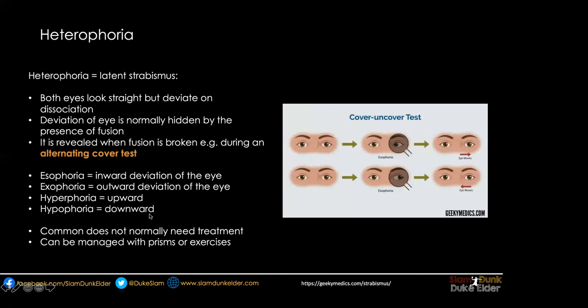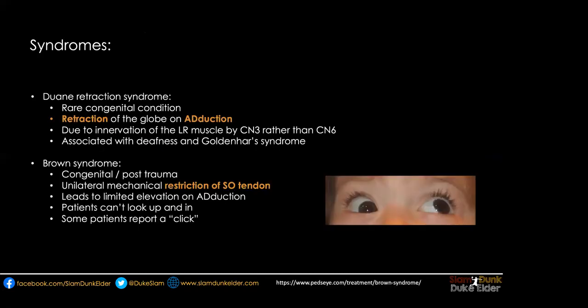And this is very common and doesn't always need treatment. It can be managed with prisms or exercises to try and improve the squint. So a few syndromes here that are associated with this.